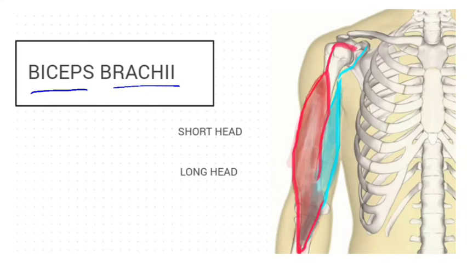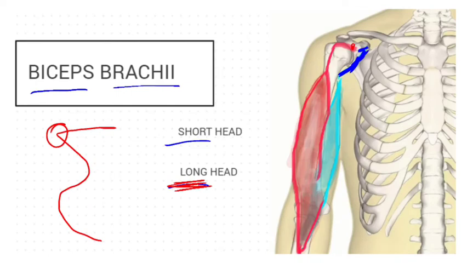For the origins, you have two heads of your biceps: a short head and a long head. Your short head is depicted in blue here. The short head originates from the coracoid process of the scapula. You also have your long head, which is depicted in red. The long head originates from your supraglenoid tubercle. Remember, within your scapula, you have your glenoid cavity, and above it is your supraglenoid tubercle. So this is the origin of your biceps brachii muscle.